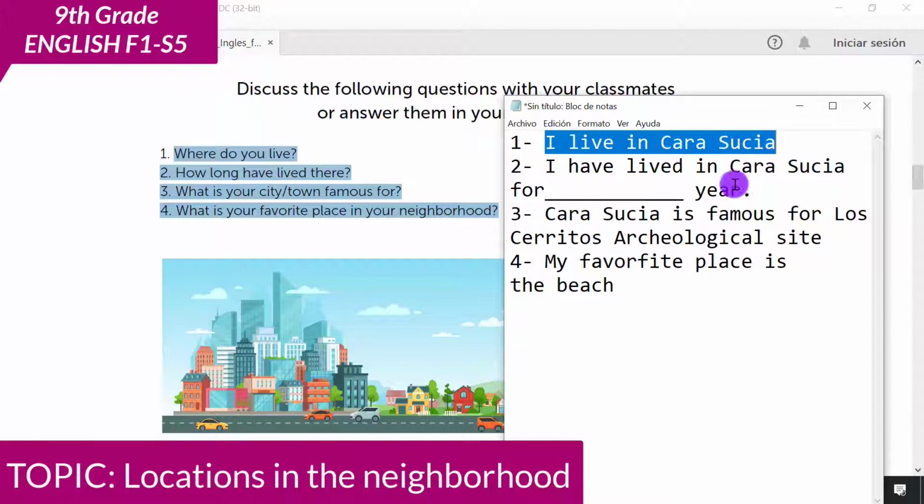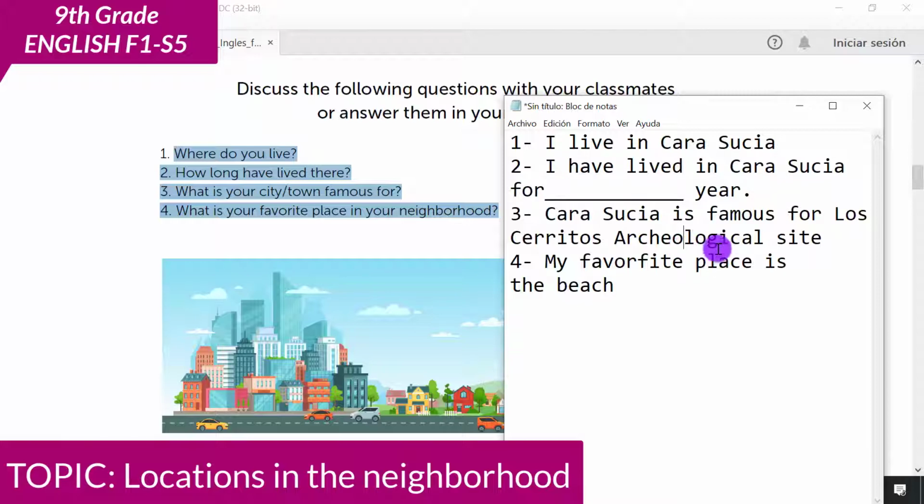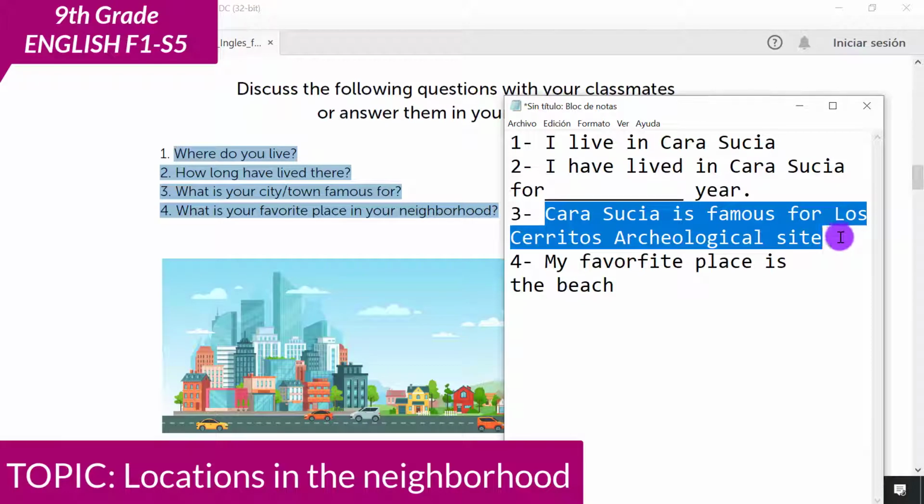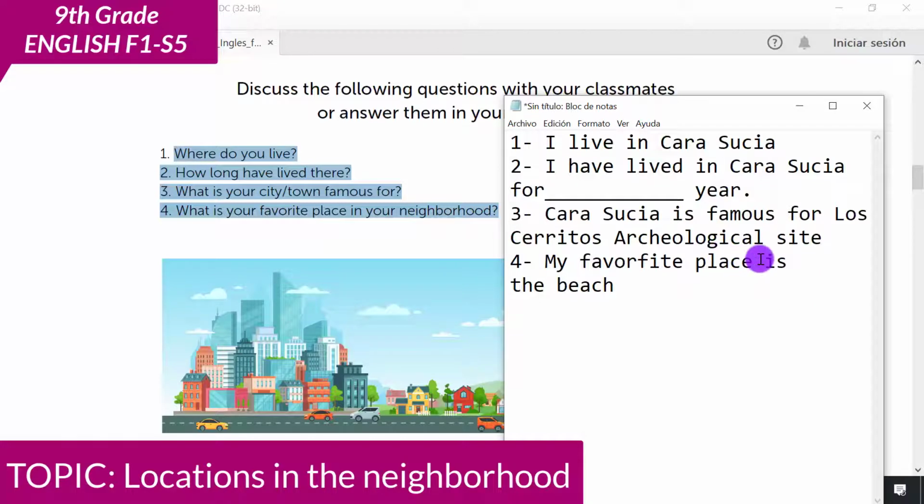I live in Cara Sucia es más que todo lo que vamos a poner, ¿va? I have lived in Cara Sucia for 7 years, 3 years, 2 years, la cantidad de tiempo que has vivido. Porque es famoso, is famous for Los Cerritos archaeological sites. Si quieres poner otra cosa, puedes cambiar esta information, ¿ok? My favorite place is, y aquí puedes cambiar lo que tú quieras. The beach, Albert's Pizza, the market, the park, whatever, okay? Whatever place that you like in Cara Sucia, el lugar que más te guste in the city or in the town. Okay, now let's continue with the rest of the guide.